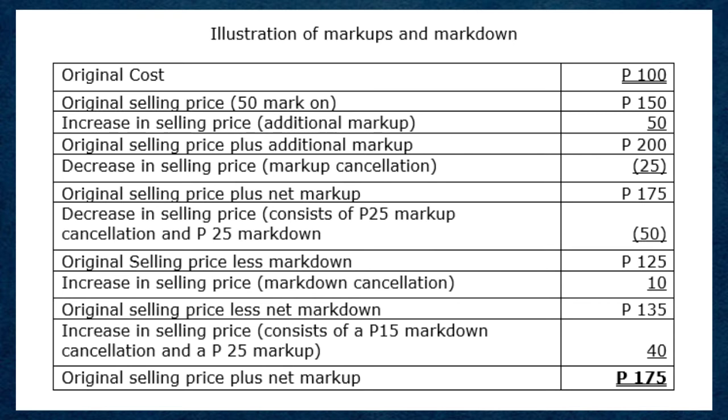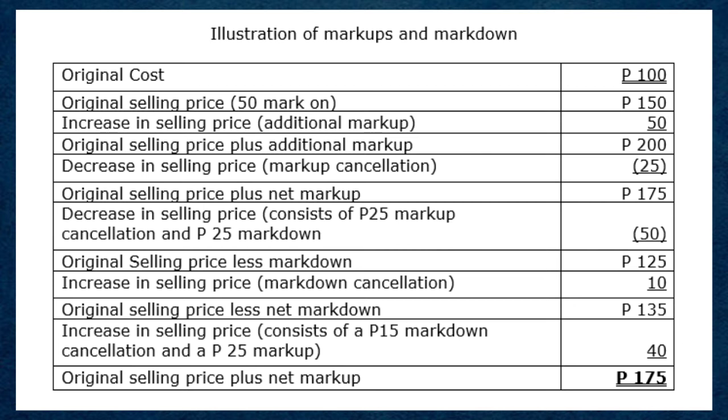Illustration of markups and markdowns. Original cost, 100 pesos. Original selling price, 50 markon, is 150. Increase in selling price, additional markup, is 50. Original selling price plus additional markup, 200 pesos. Decrease in selling price, markup cancellation, 25 pesos. Original selling price plus net markup, 175 pesos.